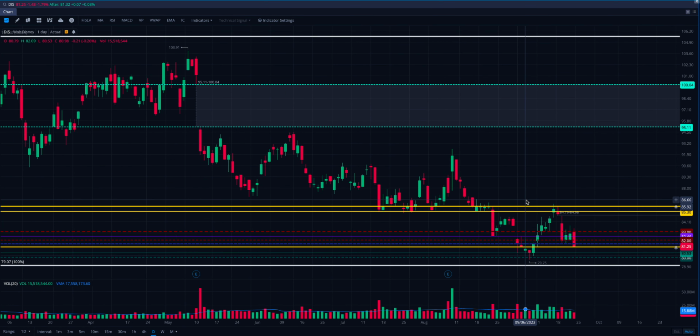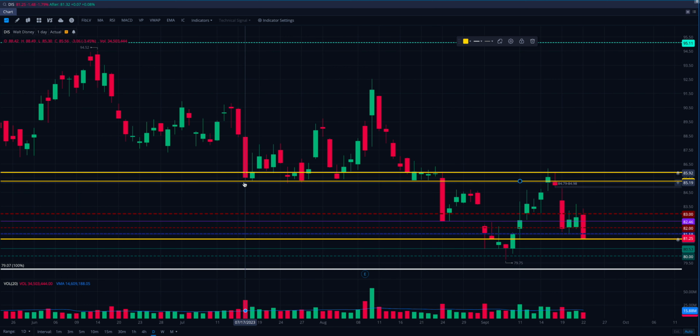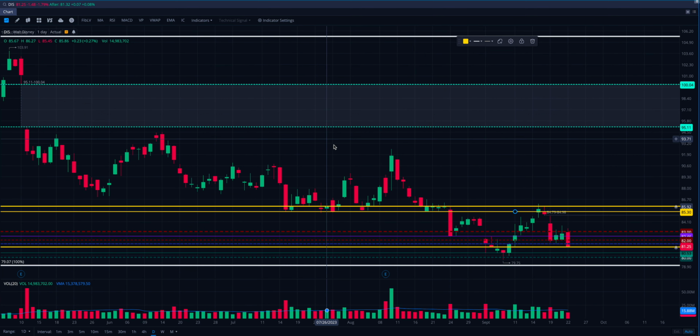Here's Disney. You can see here I have a little zone, I guess you could say, but this level is an inside week level. Disney's an inside week coming into this week, so I want to watch Disney. This is the inside week high, but this yellow line here is actually what I want you guys to focus on. You can see all this support here. Now, are these the same exact huge bounces that we saw? No, but this one's pretty significant.